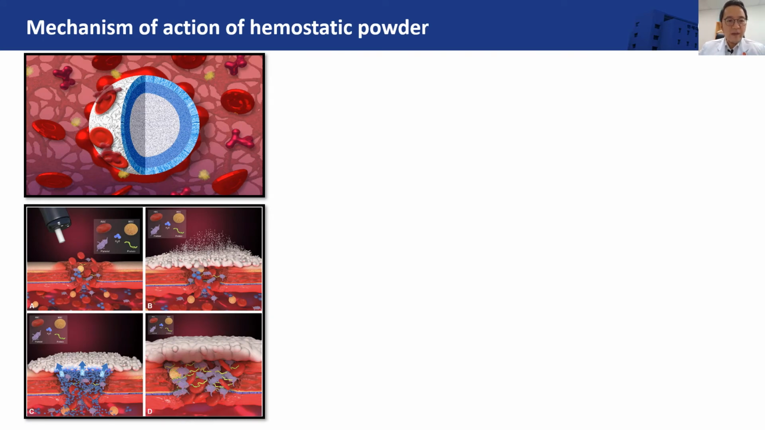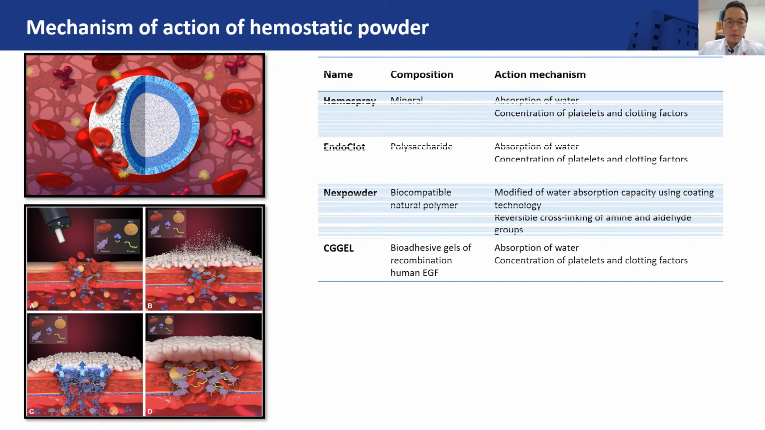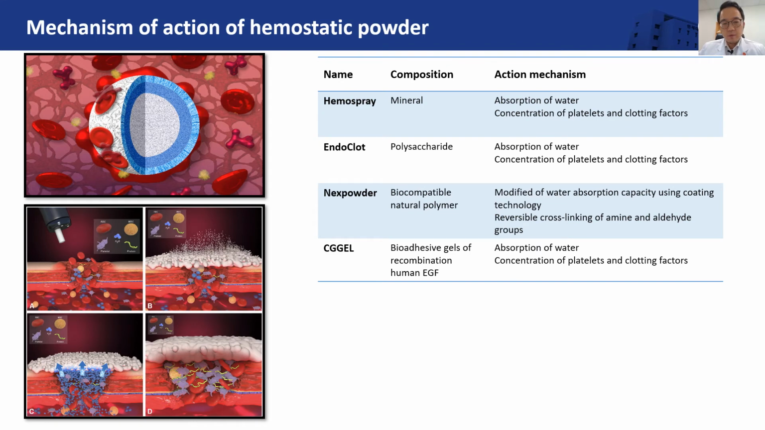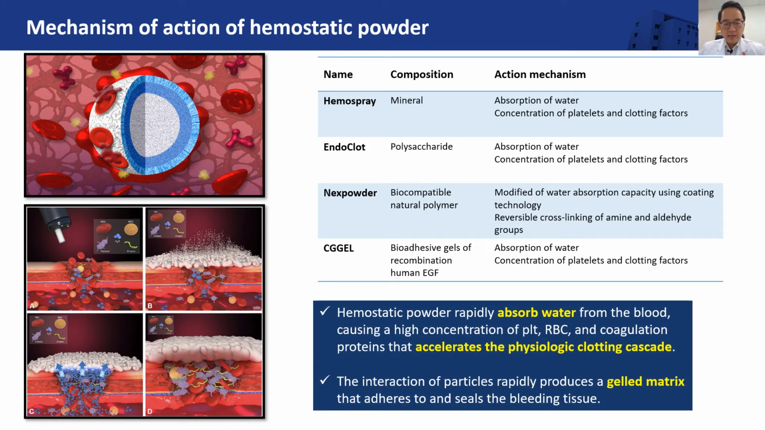So the mechanism of action of hemostatic powder is similar between products, according to the company, even if the composition is a little bit different. The mechanism is to rapidly absorb water from the blood, causing a high concentration of platelets, RBCs, and coagulation proteins that accelerate the physiologic clotting cascade. And the instant interaction of the particles rapidly produces a gel matrix that adheres to and seals the bleeding tissue.